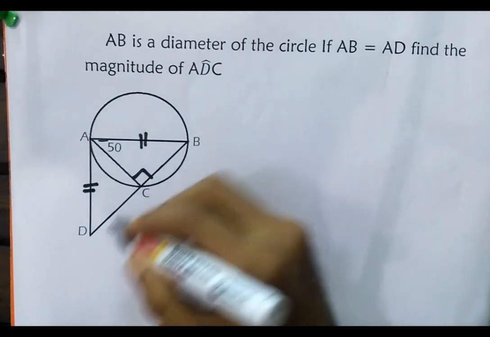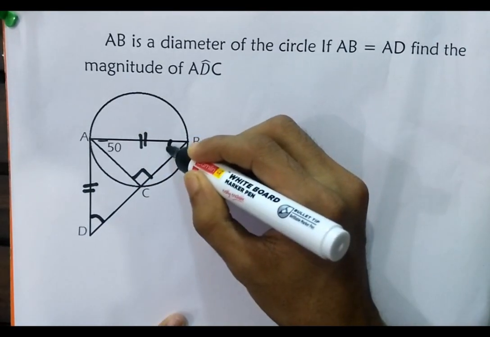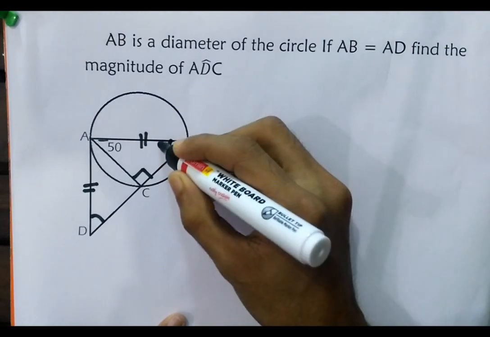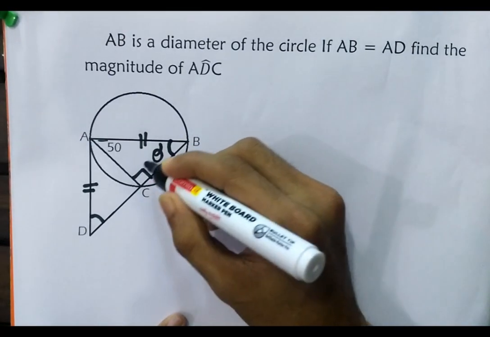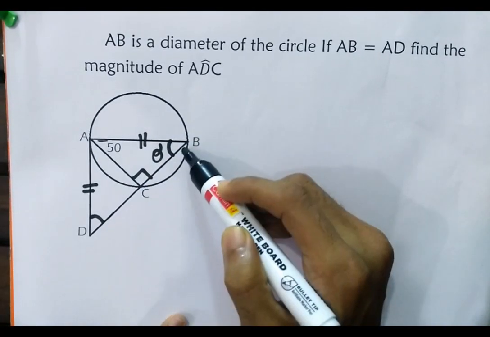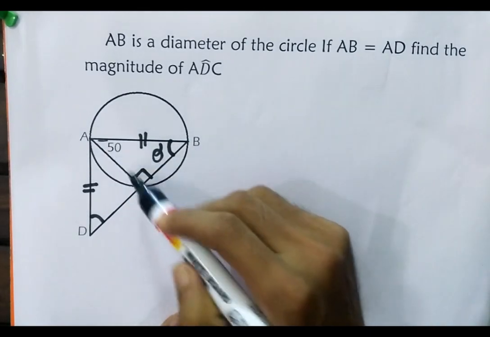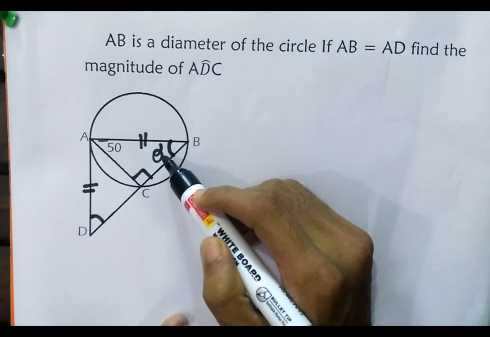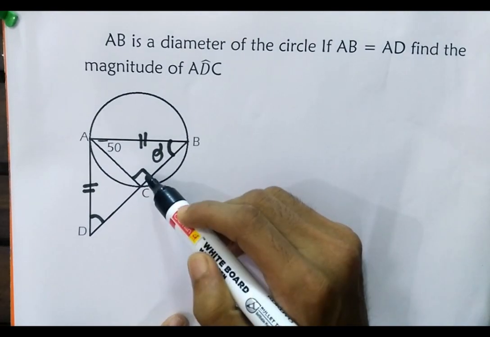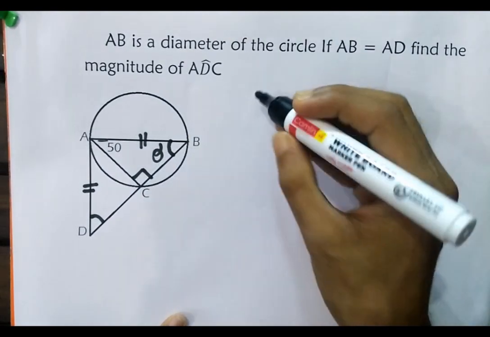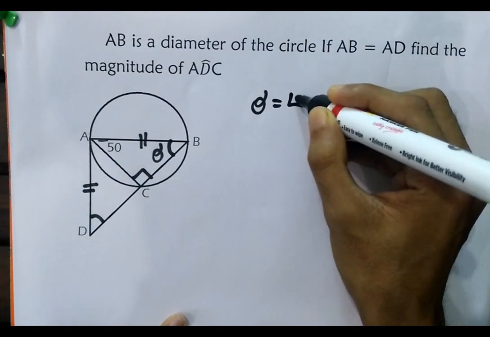As well as, they have mentioned that AB equals AD. Then what happens according to this isosceles triangle? These two angles will be the same. Okay, now can we find the value of this theta? That's very easy, because if we consider this triangle ACB, we can find the value of theta, because the sum should be equal to 180. 50 plus 90 is 140, so the value of theta should be equal to 40.